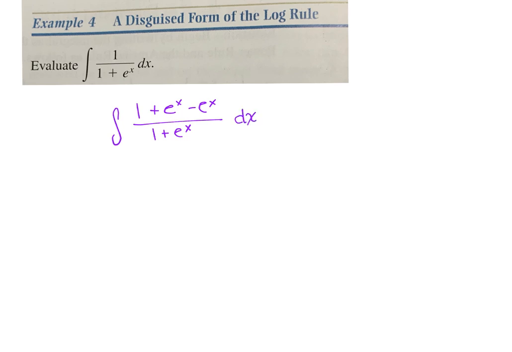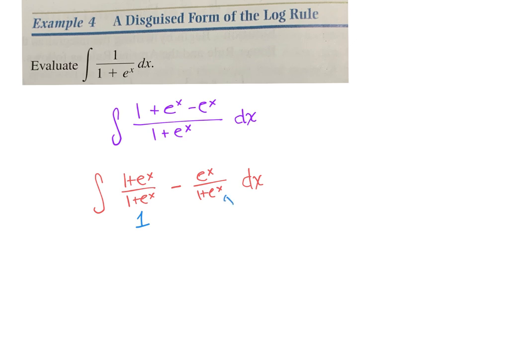How does this help? Well, this helps because I can now split it up. They call it the disguised form of the log rule because you can force it to be a log by doing this. So now I can split this up and I can say, well, I can do 1 plus e to the x over the denominator, and I can subtract e to the x over the denominator. Again, I haven't changed it. I have now just split it up. But all of a sudden, I have something I can do. 1 plus e to the x over 1 plus e to the x is just 1, right?